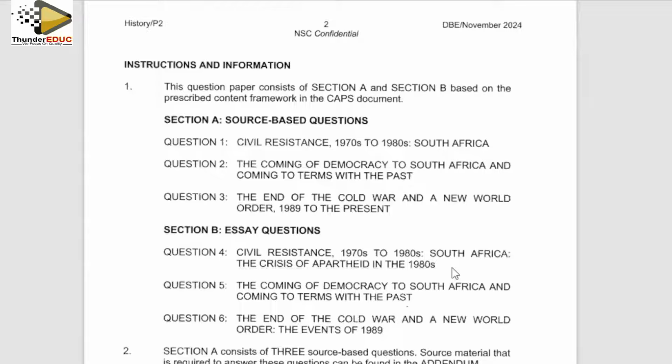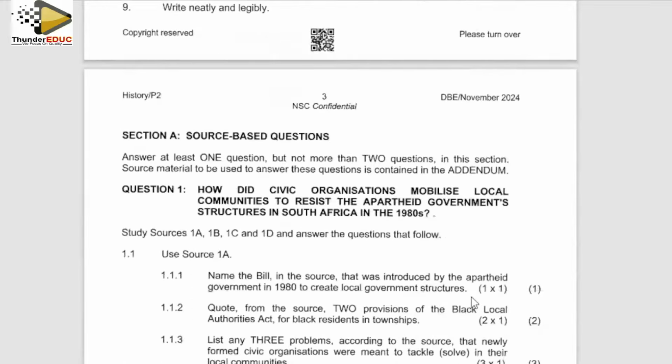Right, as usual, we have a rundown through the paper and start the discussion of the basic questions that we have in the paper. Remember, as usual, the setup of the paper does not change. We know it's 3 source-based questions and 3 essay questions, of which the choice must be either 2 source-based questions and 1 essay, or 2 essays and 1 source-based question. Right, let's start with our first question.